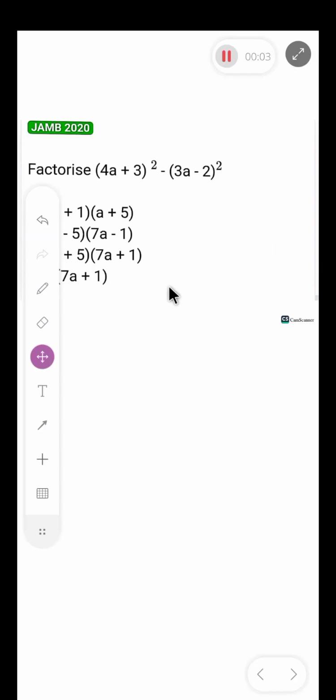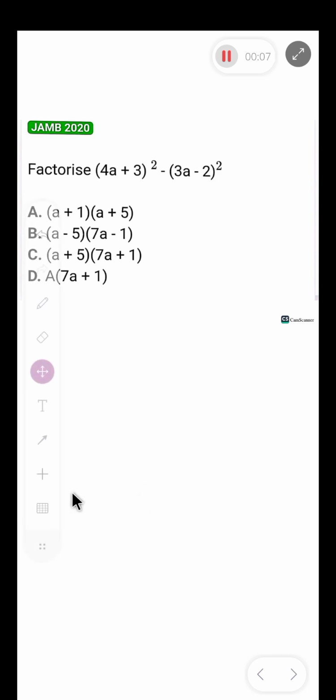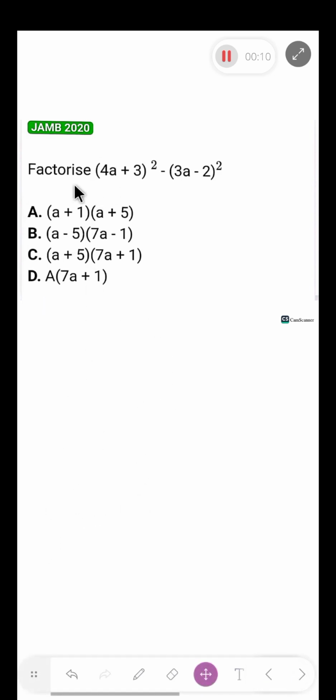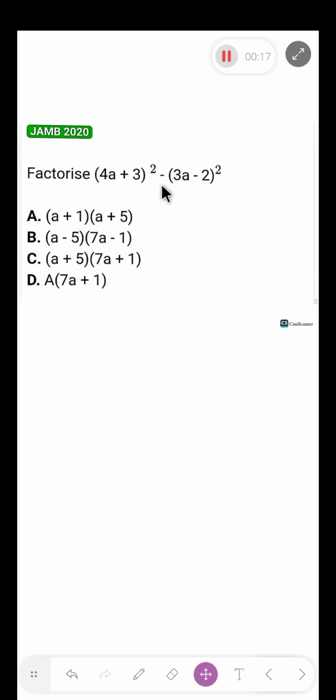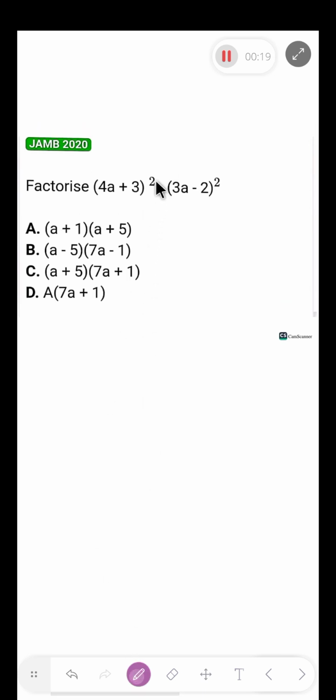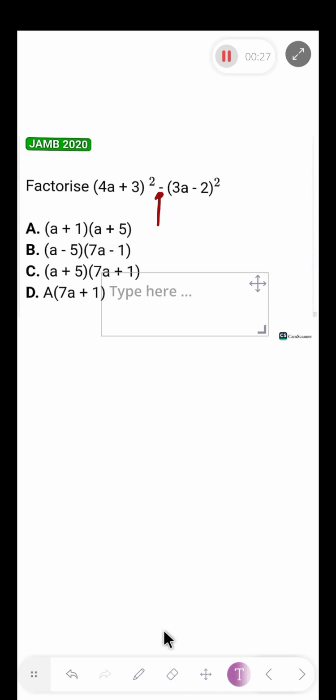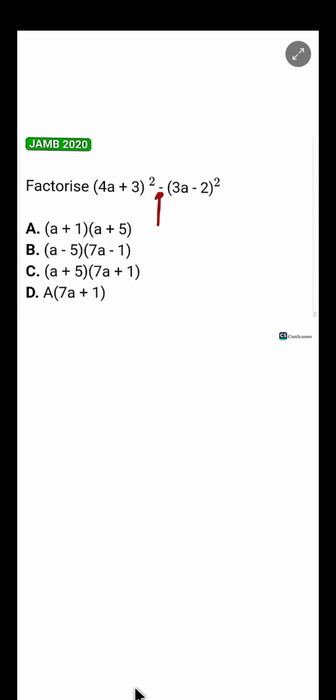So guys, welcome. In this case, I want us to play with some questions over here. The question says that we should factorize this. So you know that this simply implies a difference of two squares, right? This is a difference of two squares. So trivially, when you're dealing with a difference of two squares, we know what to do from here.